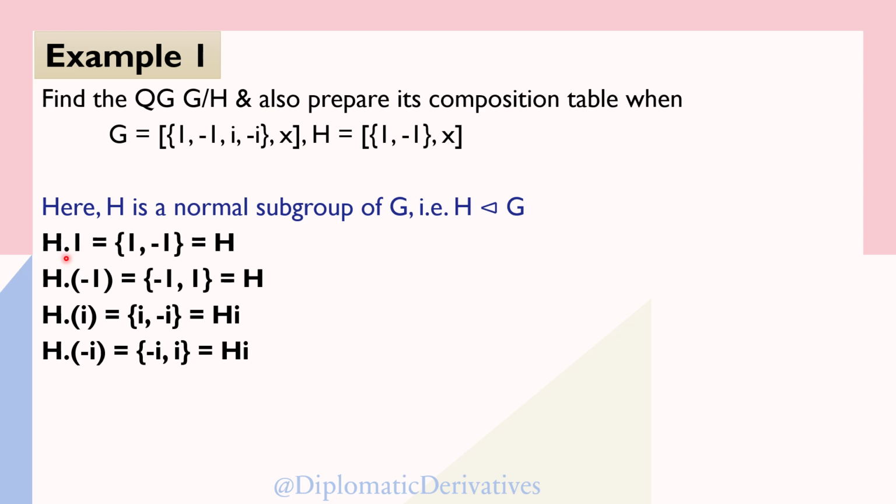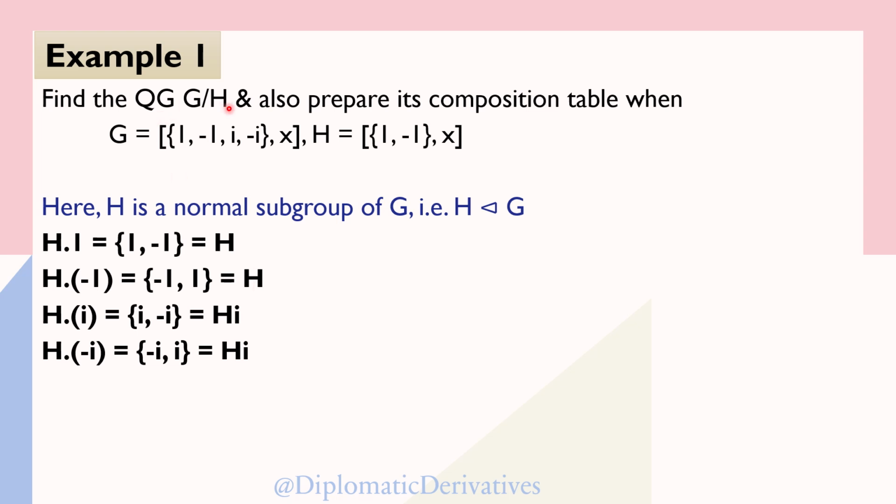You take H, that is the subgroup, and first you take the first element of G. So it's going to be H into 1, which gives 1 and minus 1. Obviously 1 into 1 is 1 and 1 into minus 1 is minus 1. Now this thing is equal to what? The subgroup, right? It's 1 and minus 1. So this thing is H. That is, H into 1 gives H. Then H into the next element, minus 1. So it will give you minus 1 and 1, which is also, if you write 1 or minus 1, or minus 1 or 1, it's the same thing, right? So it's also equal to H.